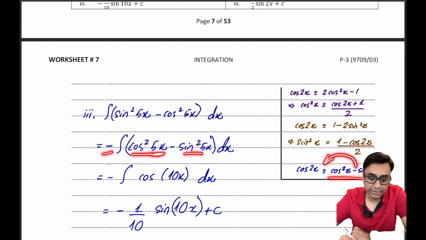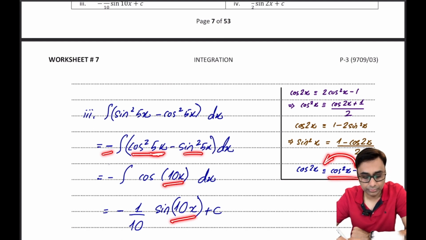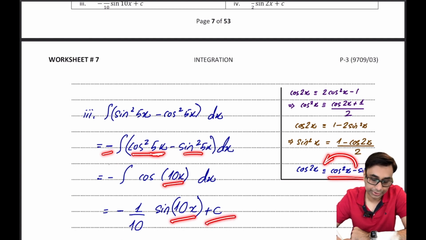So from 5x, you're going to get 10x. And then you will integrate cos 10x. That will be simplified to minus 1/10 sin 10x plus c. And that would be your overall result of this integration.